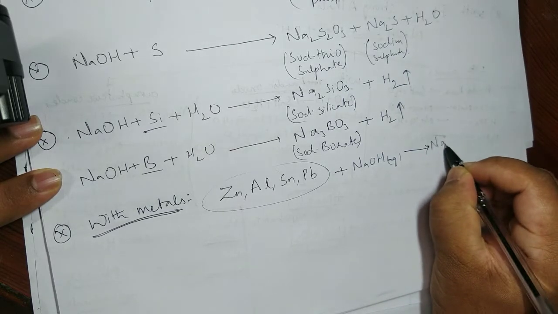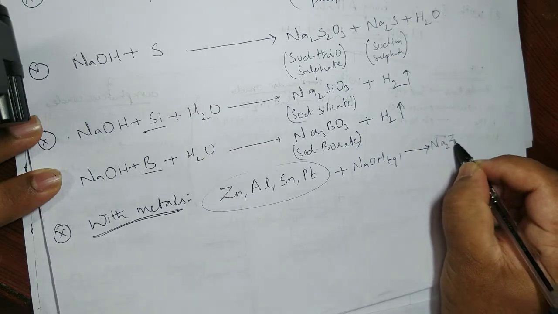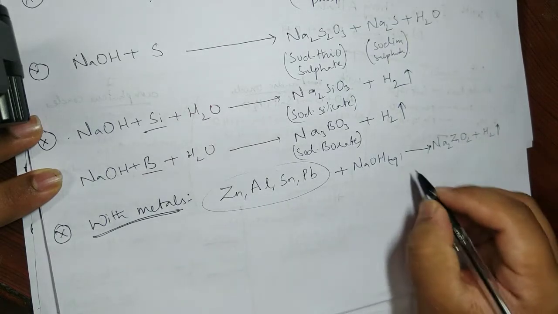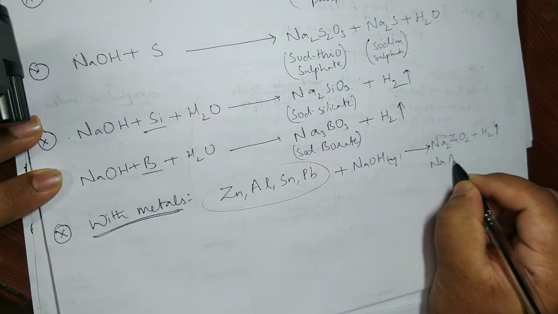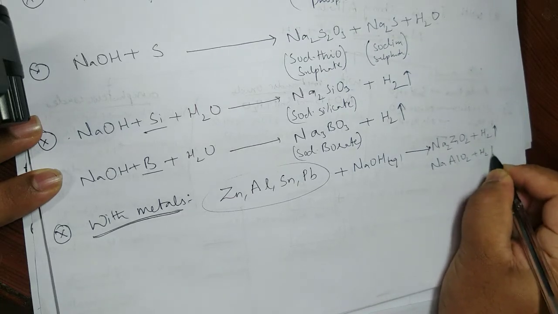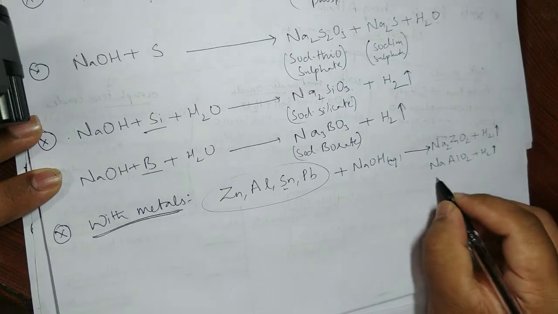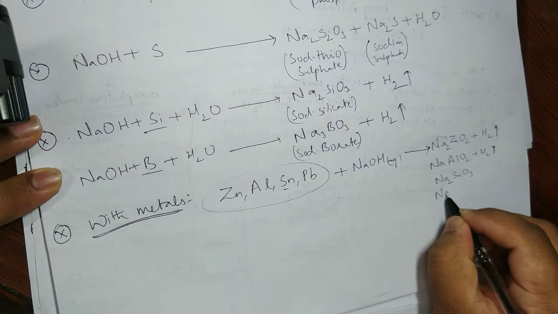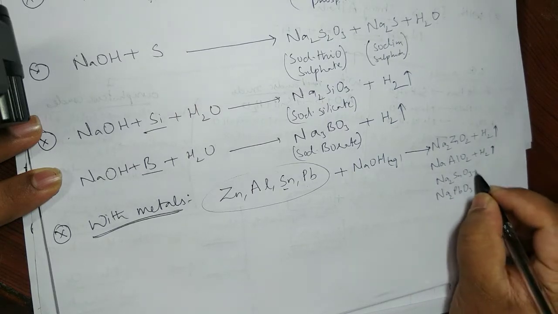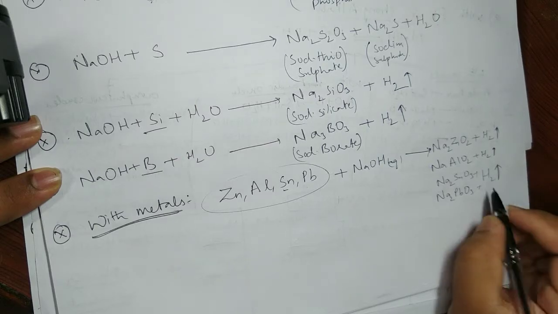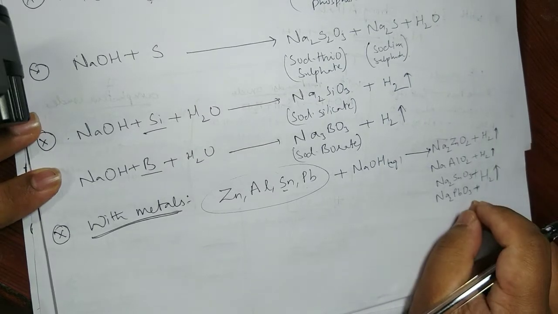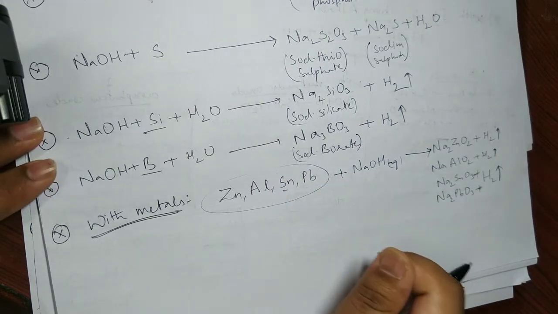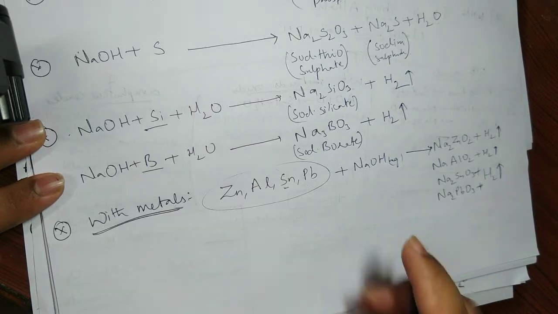So I write it as Na2ZnO2 plus H2, and if it is aluminum we have NaAlO2 plus H2. If it is tin, Na2SnO3, and if it is lead, Na2PbO3 plus H2 gas is released. And here the tin and lead, when we fuse with NaOH, form the other ones, Na2SnO2 and Na2PbO2 also. I'll write that reaction also.